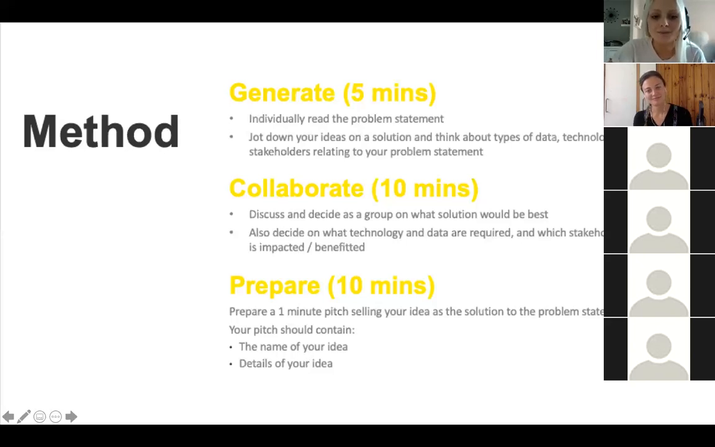So let's think about now who is going to use this. What are our stakeholders, and how are they impacted, and also what will the benefits be of this app? Let's think about the benefits here.